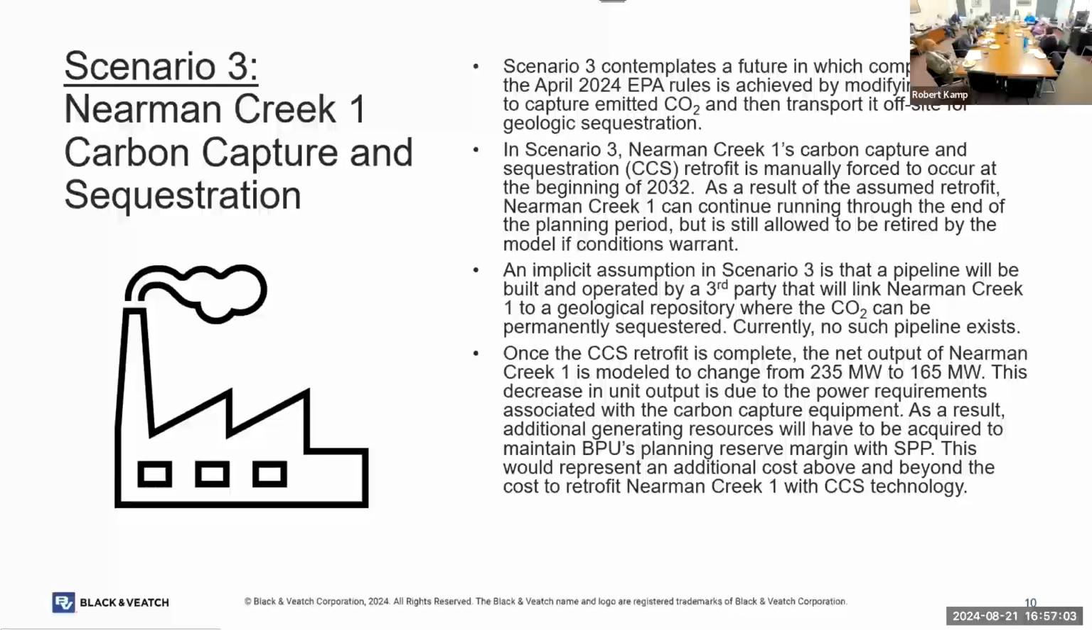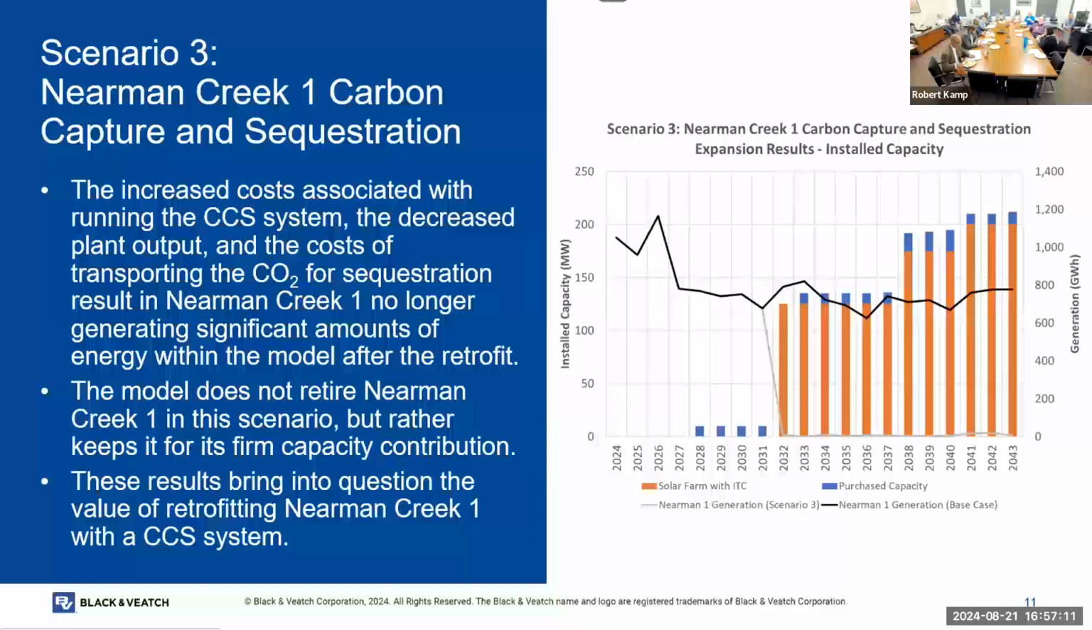And the reason that in this scenario, if we go to the next slide, the reason that the plant is not replaced is because we forced it to do the retrofit. Again, that's what we're trying to evaluate: the effects of if the retrofit was chosen, as opposed to whether the retrofit is the least cost option. We wanted to see what the effects would be.